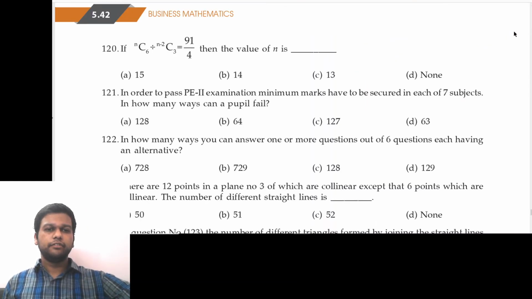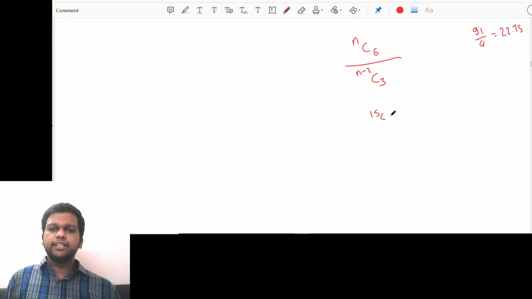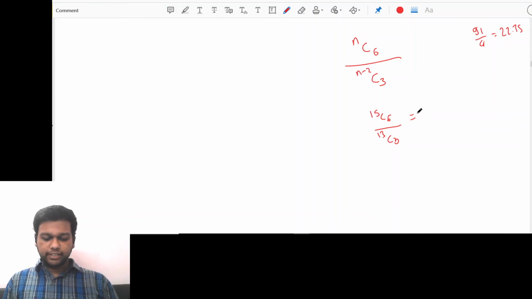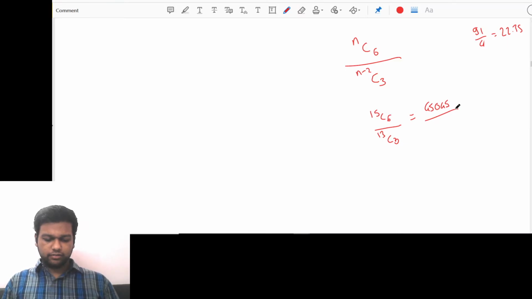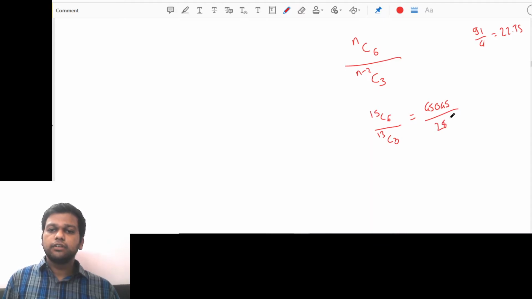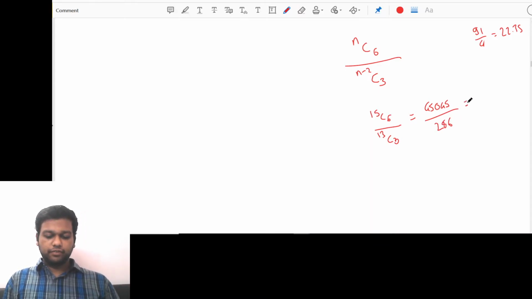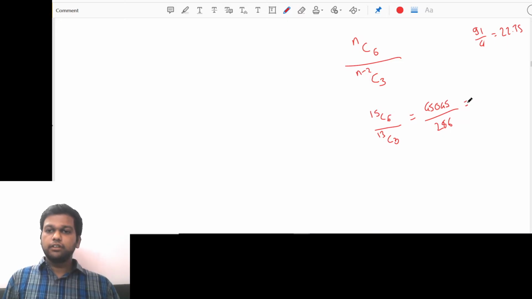Option 1 is 15. So let's check 15C6 divided by (15 minus 2), 13C3. Let's check this. 15C6 is, we'll have to come till 9, divided by 720. That is 45045, upon 13C3 is 286. Divide it and check. 45045 divided by 286. No, that is 157.5. So this is not correct.